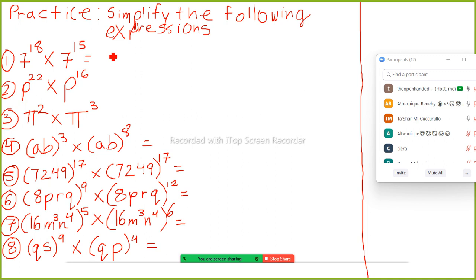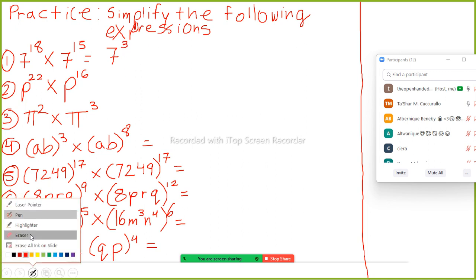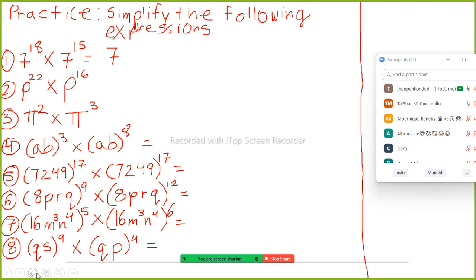Anyone second that? We agree with 7 to the power of 33? No one second that answer? I agree. That's absolutely correct because you add the powers. So it's going to be 7 to the power of 18 plus 15, equal to 7 to the power of 33.